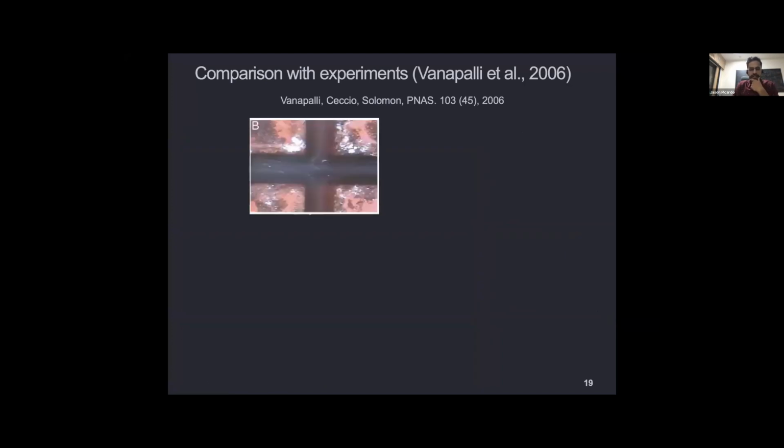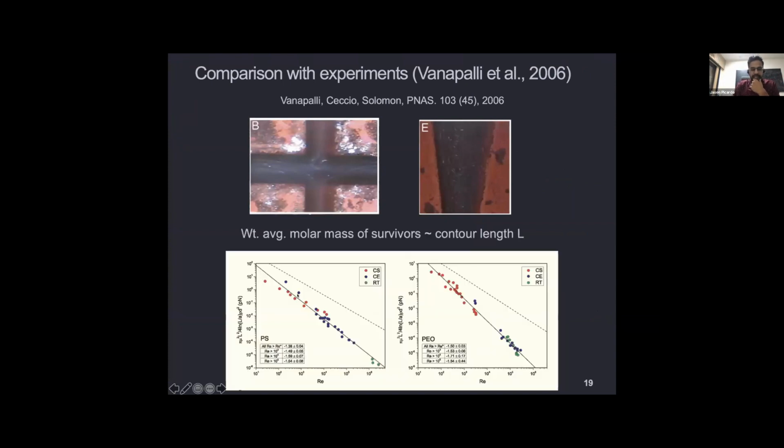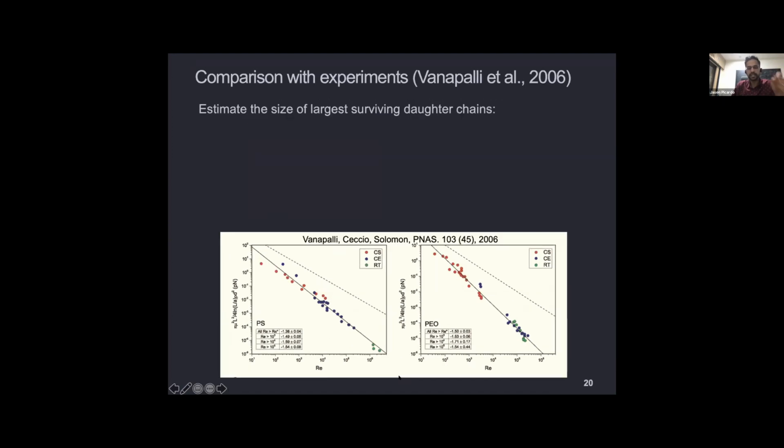Okay, and I'm almost out of time. So the nice thing about this is there are these experiments that were done by Vanapalli and co-workers in 2006, where they took 2 different geometries of rheometers and passed polymer solutions through them successively until the distribution stopped changing, and they measured the contour length of the surviving polymers versus Reynolds number, and they got a nice scaling. And it turns out that from our simulations, we can actually explain that.